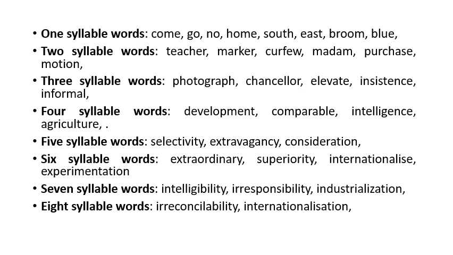Now, examples of 5-syllable words: selectivity, extravagancy, consideration. These words have 5-syllable structure in them. Now we have other words that have 6-syllable structure: extraordinary, superiority, internationalize, experimentation. These words have 6-syllable structure. Now we have other words that have 7-syllable structure. They are intelligibility, irresponsibility, industrialization. In these words we have 7-syllable structure in them.